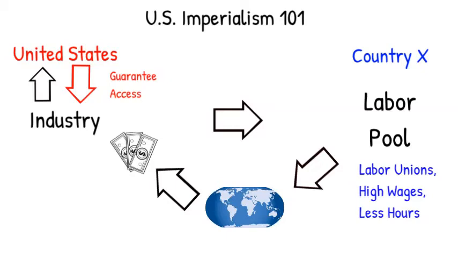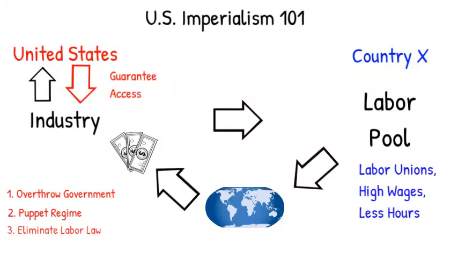So, what are they going to do? We'll come back to these three. Overthrow the government, then they install a puppet government. The puppet government, what they're going to do? They're going to eliminate labor laws. So, industry could exploit the labor pool and make manufactured goods exported at high profits, low wages for the labor pool. Which brings us back to what imperialism is.